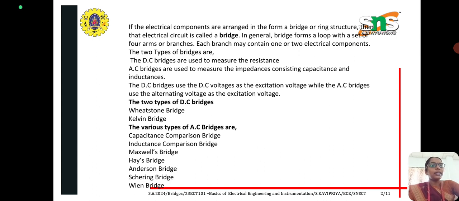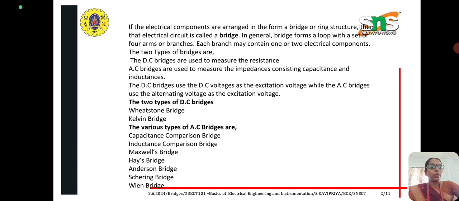So first, what is a bridge? If electrical components are arranged in the form of a ring structure or in the form of a bridge, then we call the electrical circuit a bridge. In general, a bridge forms a loop, a set of four arms or branches. Each branch will contain one or two electrical components. There are two types of bridges. The first one is DC and the second one is AC.